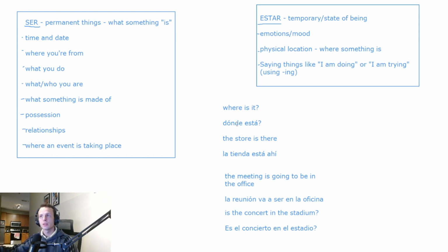But for all other instances, and when in doubt in these instances, honestly, don't worry too much about using ser. This is just if you want to be perfect, and you're going to notice that people use ser in these instances, but pretty much 90% of the time when you're talking about location, I'm at the desk. That's estar. He is at the store right now, or we are in a classroom. That's going to be estar always when you're just talking about location or where something is, not where an event is going to be taking place.